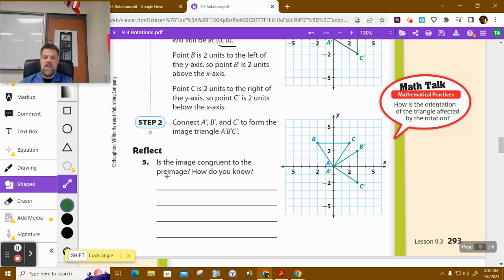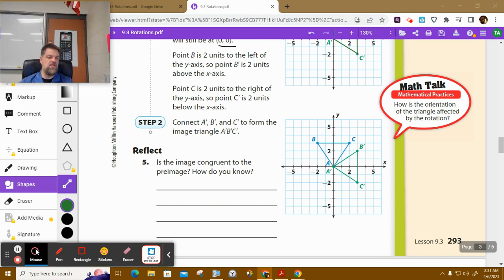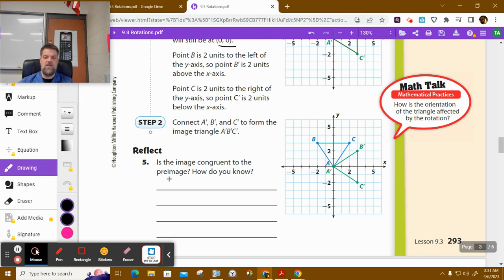Okay? And it says, is the image congruent to the pre-image? And then it asks you, how do you know? So what do you guys think? Are those 2 images congruent? Yes. So let's put that down. Now tell me how you know.